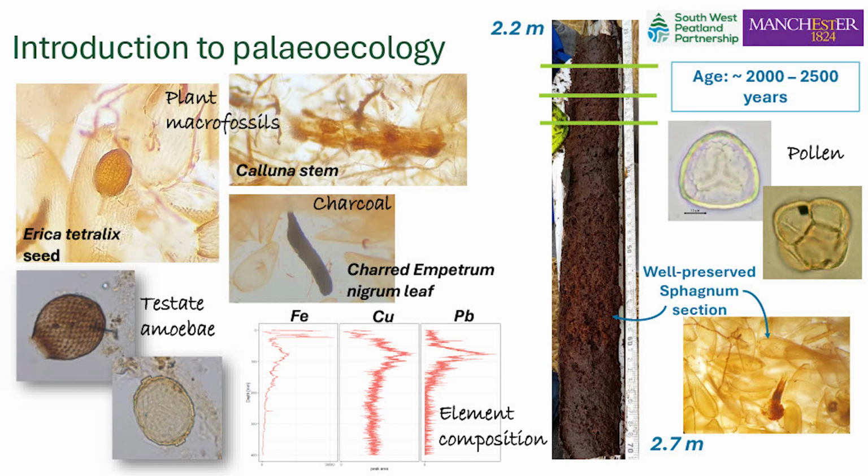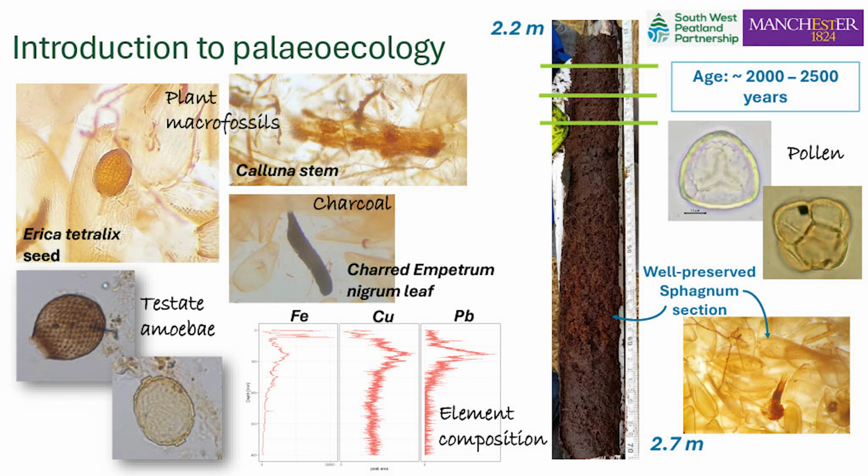We might want to move away from vegetation and look at testate amoeba. These are unicellular organisms. They respond to environmental conditions. They're quite sensitive. And we primarily use them to tell us about bog hydrology. We can reconstruct past water table positions through time, understand how our peatland has responded in a hydrological sense to past events. We might also look at elemental composition.